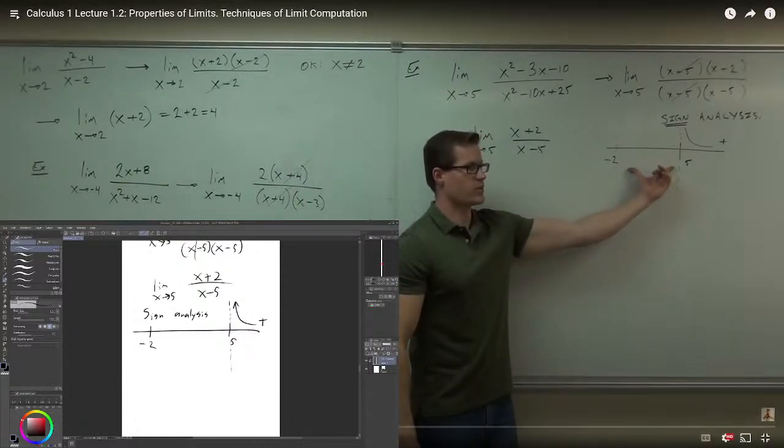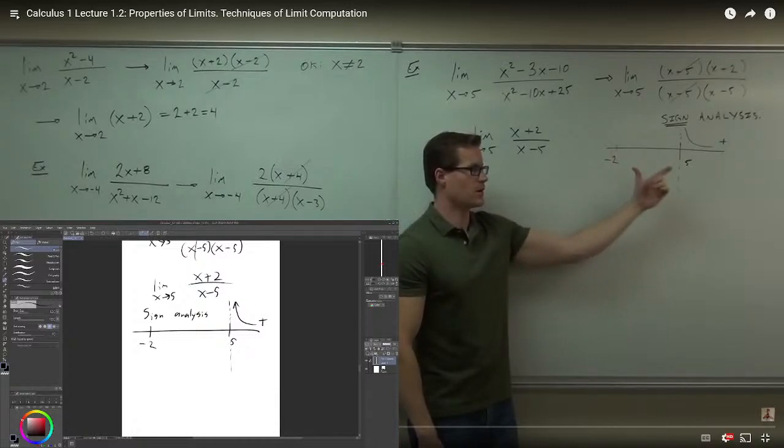Again, the reason why we have the negative 2 is to stop us from going too far. Okay. 4. So 6 over negative 1, negative 6, negative.